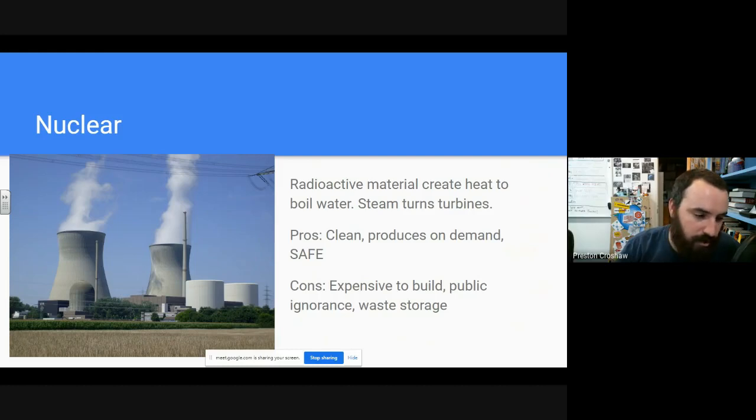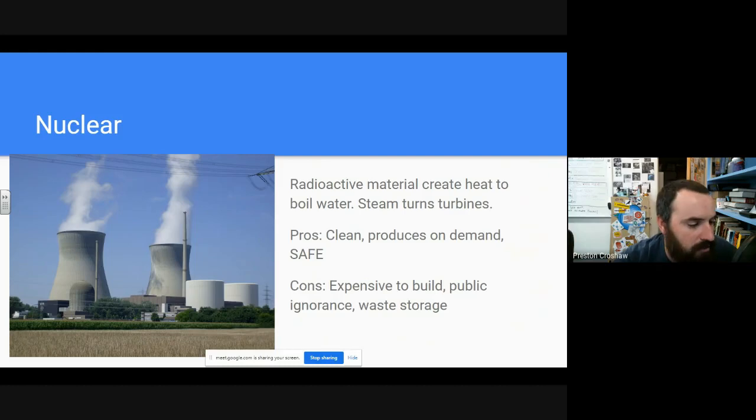A couple of problems with nuclear. It's expensive. It takes a lot of money to build these. It's free once you build the plant, but building the plant is pricey. The ignorance of the public is another big problem. A lot of people hear nuclear and they automatically think, oh man, like Chernobyl, right? Chernobyl was a really, really famous nuclear power plant in the old Soviet Union. It blew up, was bad times. A lot of people died.